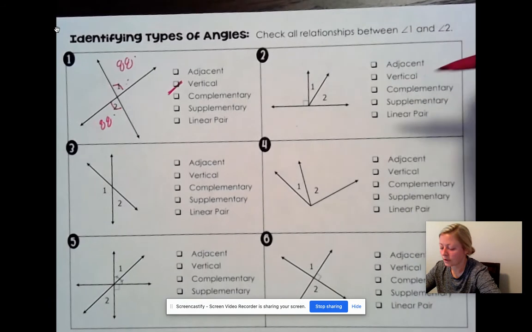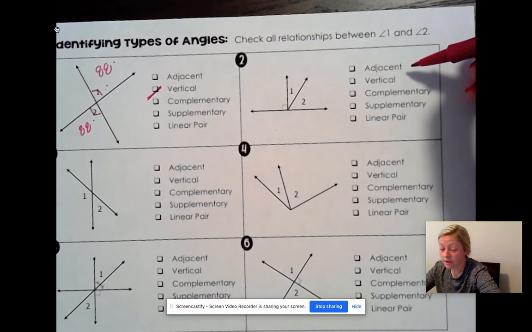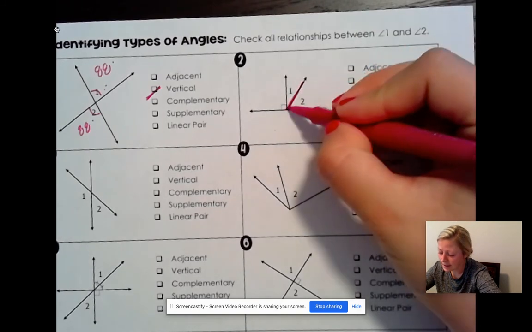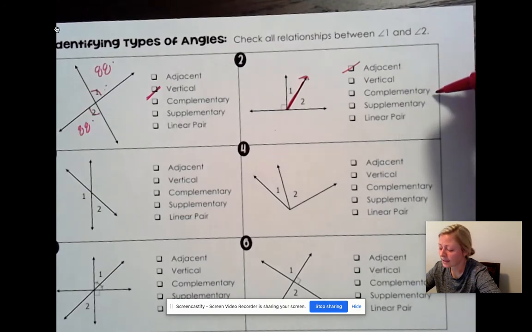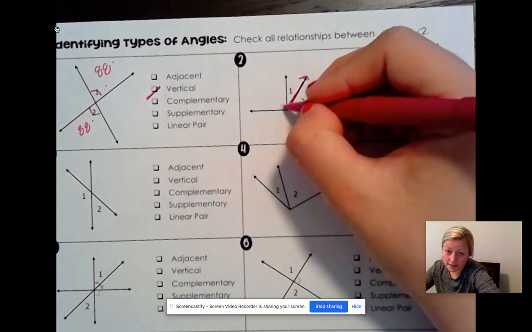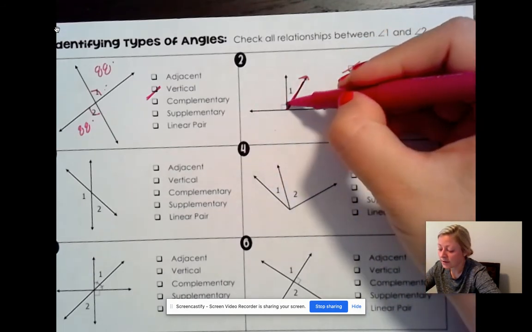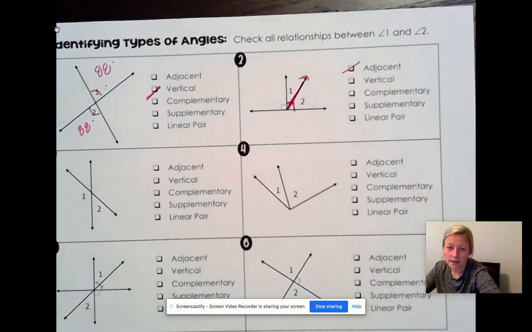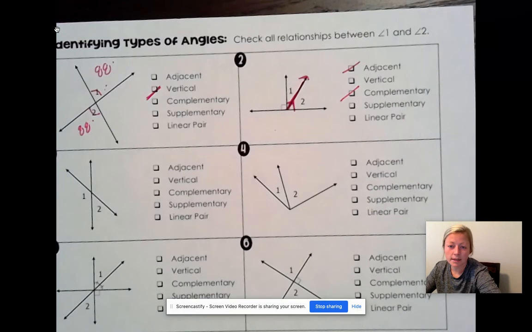Okay, let's hop over to 2. Are angles 1 and 2 adjacent? Do they share a common side? Yes, they do. Are they across from each other? No. Do they add to 90 degrees? They do. Do you see how there's a little box there telling us that this angle's 90? Well, since this is a straight line, we would know that this would also be a 90-degree angle. So they are complementary. They do not add to 180, and they do not make a line. So they are adjacent and complementary.